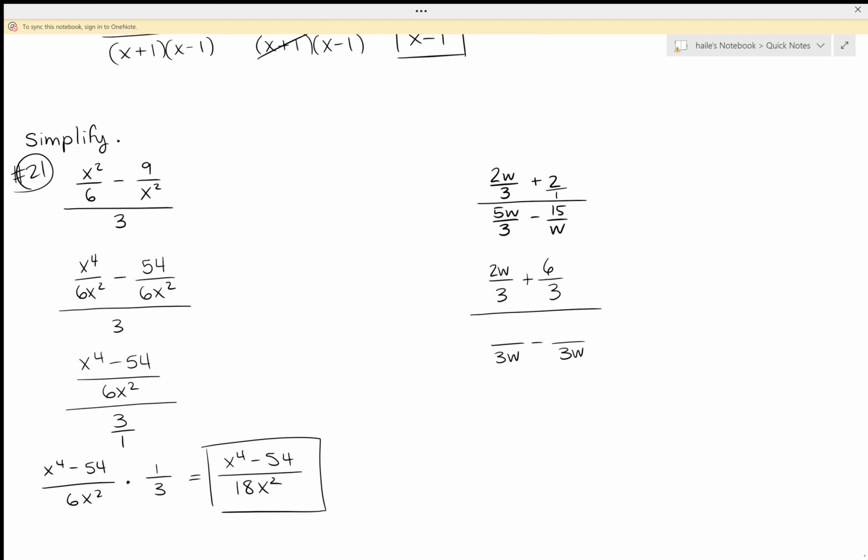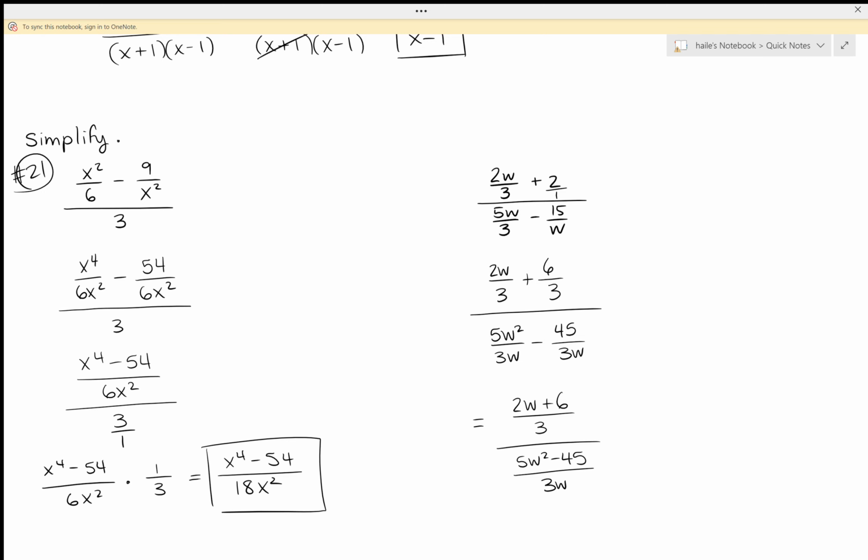Okay. In the first fraction on the bottom, from 3 to 3w, we multiplied by w, so we have to do 5w squared. So we're just multiplying by a factor of w. And then to go from w to 3w, we had to multiply by 3, so 15 times 3 is 45. All right, let's add these fractions together. So we'll have 2w plus 6 over 3. And then on the bottom, we'll have 5w squared minus 45 over 3w.